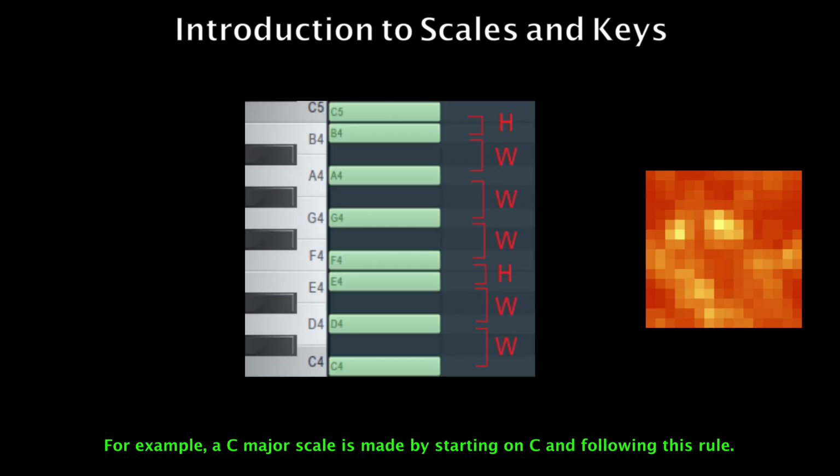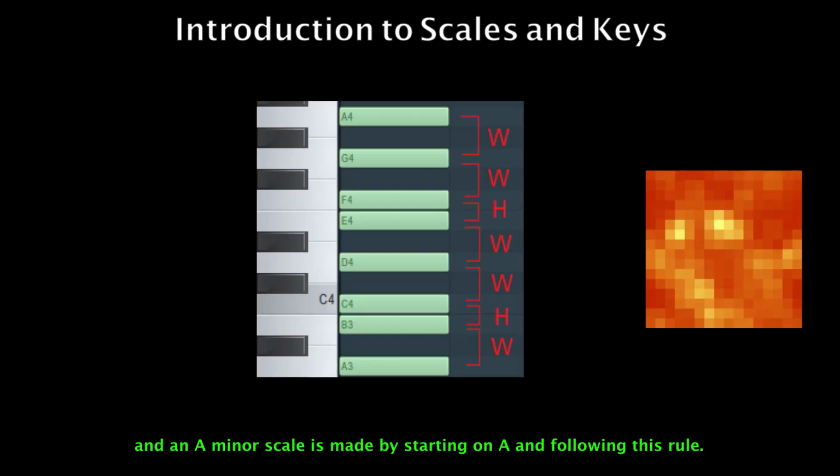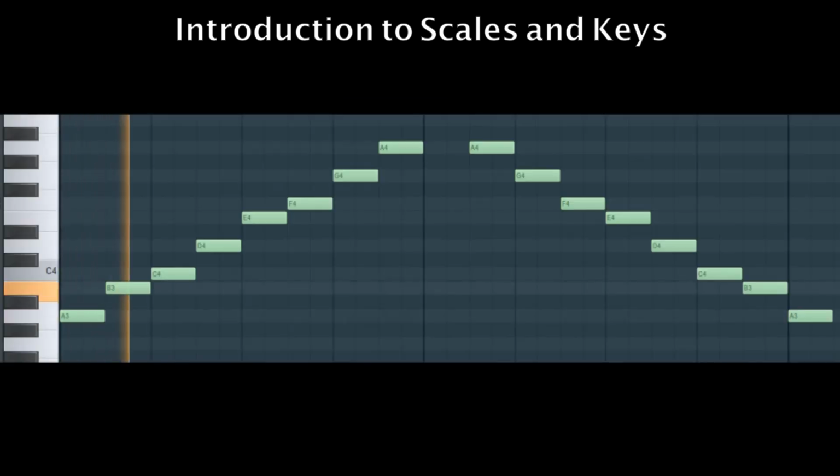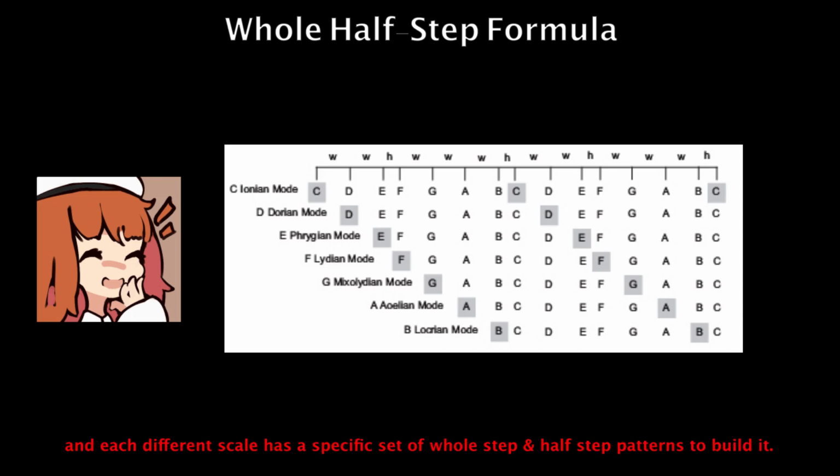For example, a C major scale is made by starting on C and following this rule. And an A minor scale is made by starting on A and following this rule. Scales can be built using the whole-half step formula, and each different scale has a specific set of whole steps and half steps to build it.